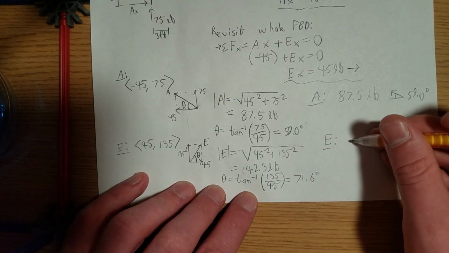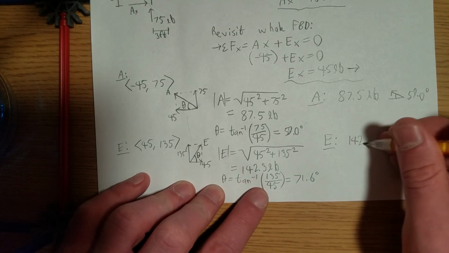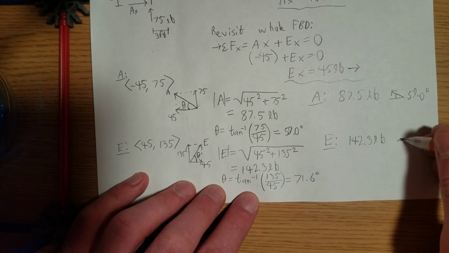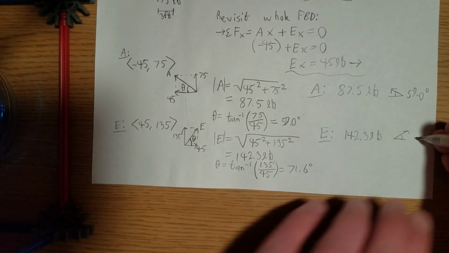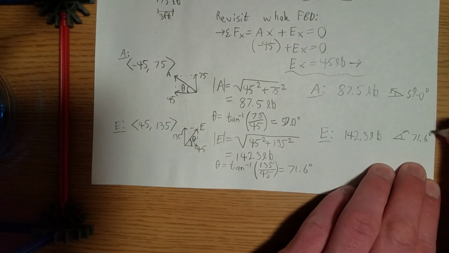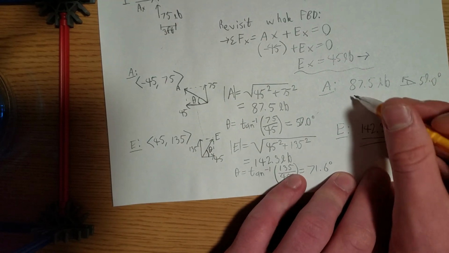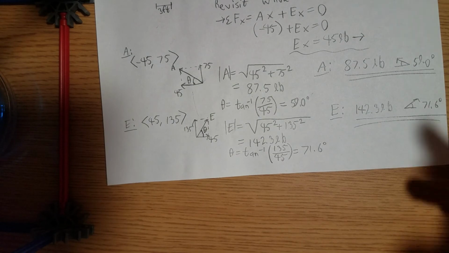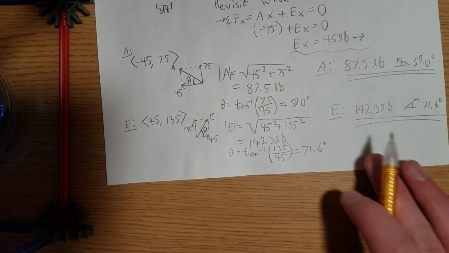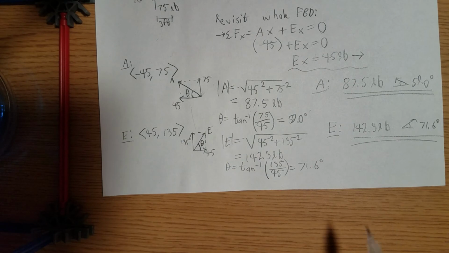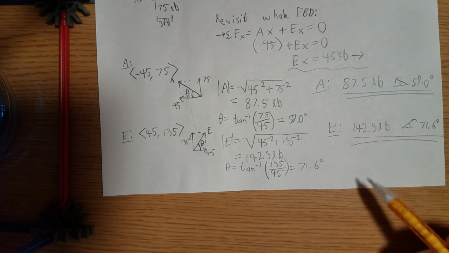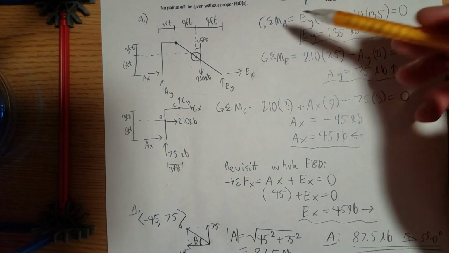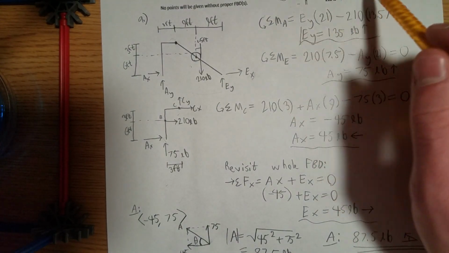For E, we have 142.3 pounds. This time it's going to be this way, 71.6 degrees. We can go ahead, double underline or box or however you mark your final answer. Make sure you mark your final answer. It's a lot easier for us to see where you're starting and finishing. These should be your answers, or at least the answers that I got for this problem. So that's our part A. That's what they wanted for part A, the reactions at A and E.